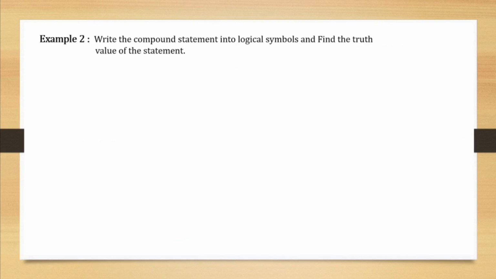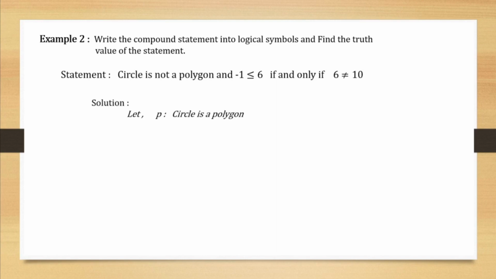Example number 2. Write the compound statement into logical symbols and find the truth value of the statement. Circle is not a polygon and negative 1 is less than or equal to 6 if and only if 6 is not equal to 10. We are going to let P be a proposition defined by circle is a polygon, proposition Q defined by the statement negative 1 is less than or equal to 6, and proposition R be defined by the statement 6 equal to 10.